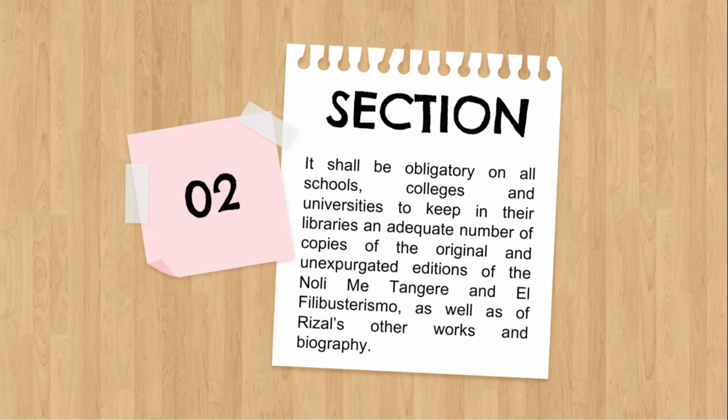Okay? So sa madaling salita, ang nilalaman o ang isinasaad ng Section 2 ay lahat ng schools, okay, public man yan or private, kailangang may sapat na kopya ng lahat ng isinulat, okay, ni Dr. Jose Rizal, particularly yung novels niya, Noli Me Tangere and El Filibusterismo. And another thing, kailangan unexpurgated version or edition yung kopya na nasa library, meaning to say the original version. Okay? So that's Section 2.